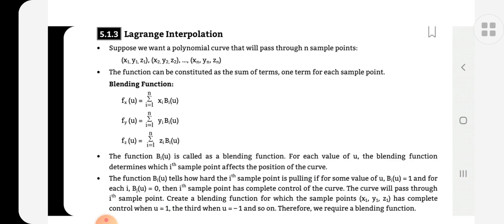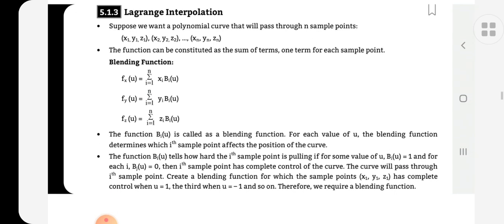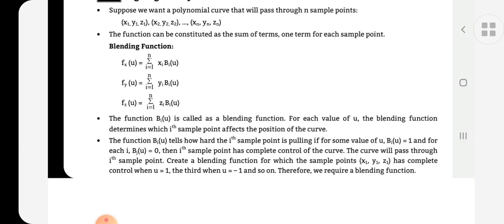Suppose we want a polynomial curve that will pass through n sample points: x1, y1, z1, x2, y2, z2 up to xn, yn, zn. The functions can be constituted as the sum of terms, one term for each sample point. The blending function fx(u) is equal to the summation from i equal to 1 to n of xi bi(u). These equations are similar to fx, fy and fz. The functions bi(u) are called the blending functions.